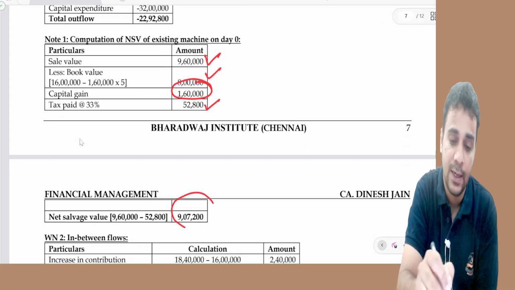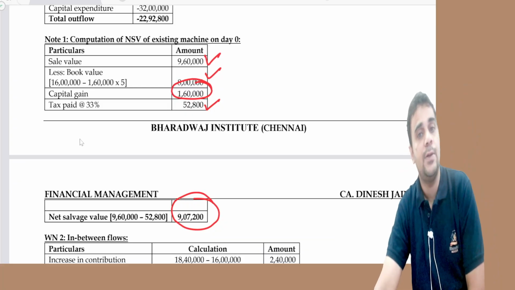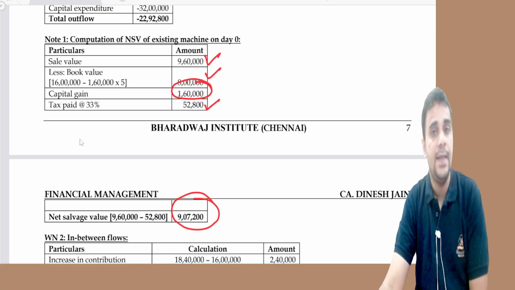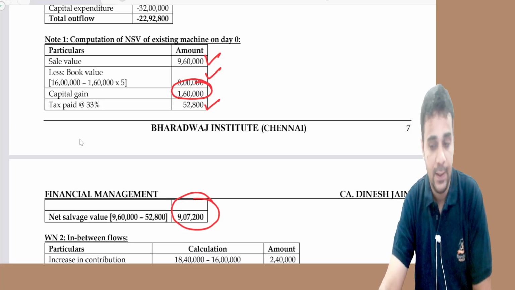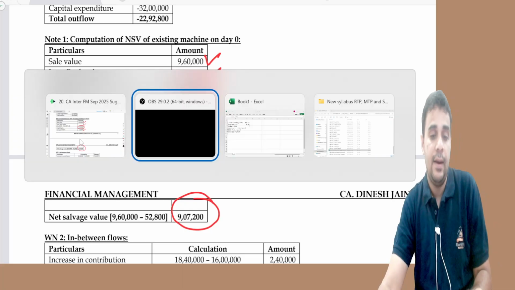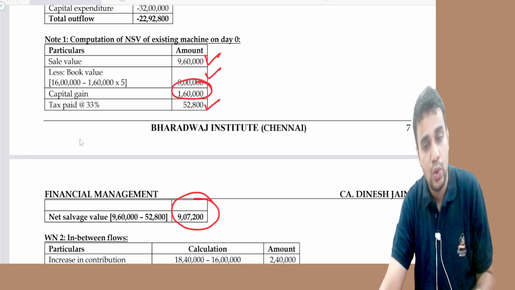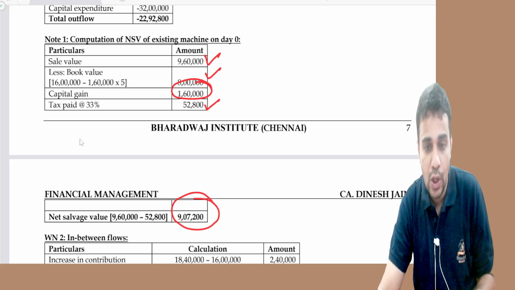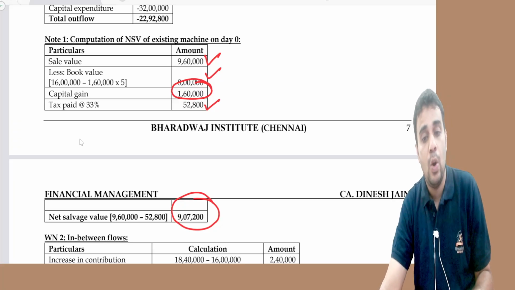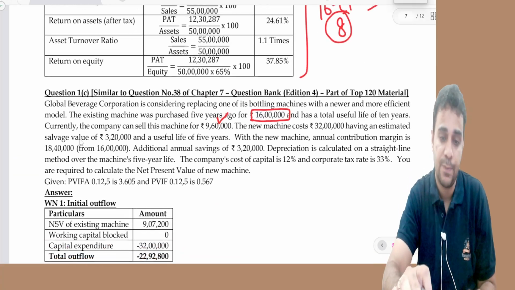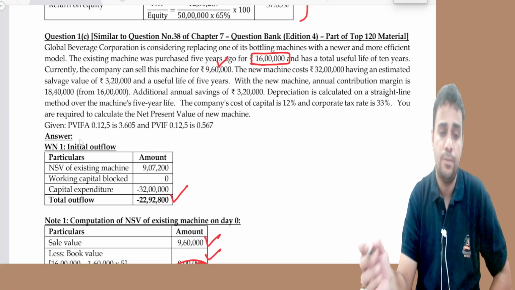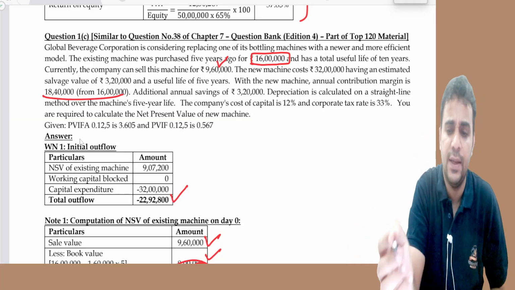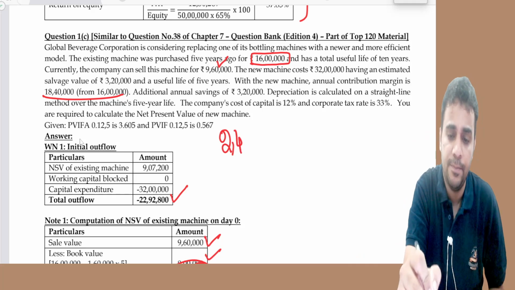This is the value I'll get by selling the old machine: 9,07,200 rupees. New machine purchase price is 32 lakh. This is taken care of. In the inflow, one is contribution will increase, which is 2 lakh 40.